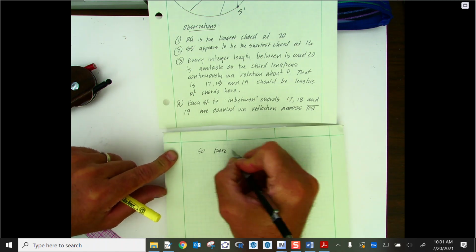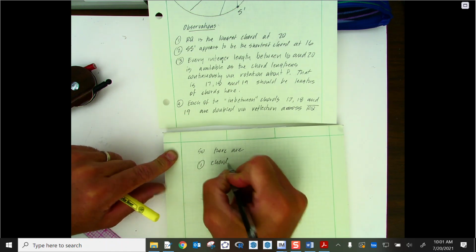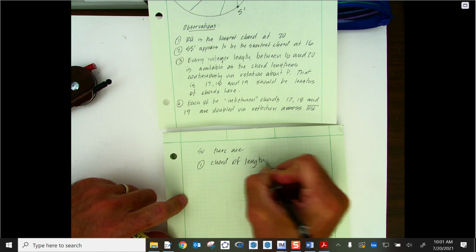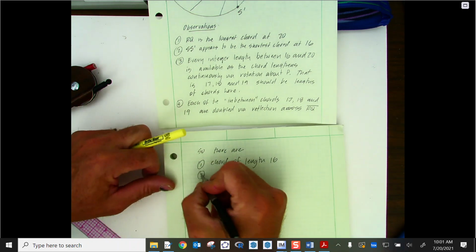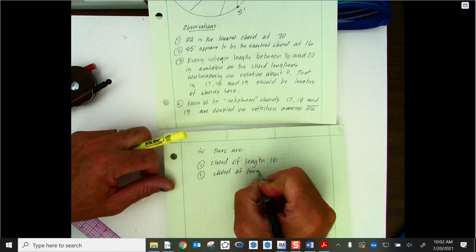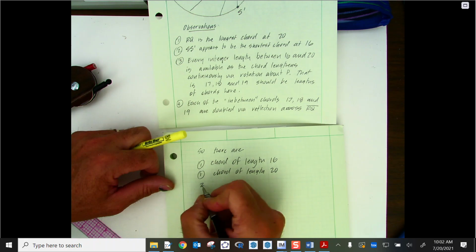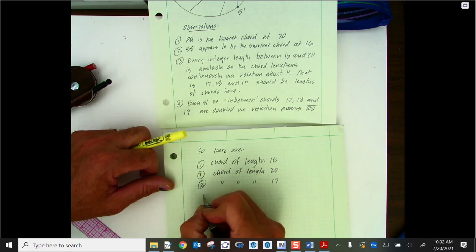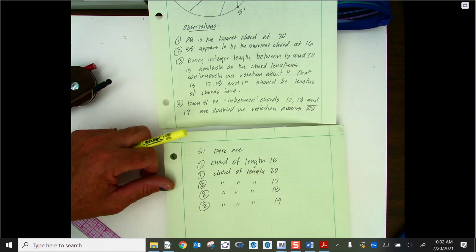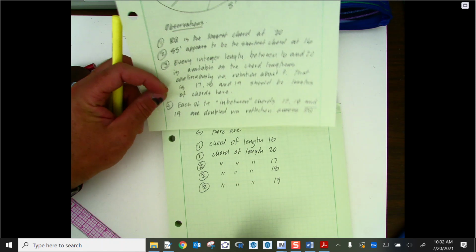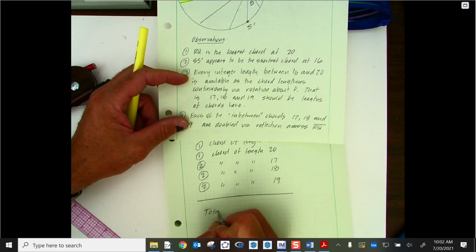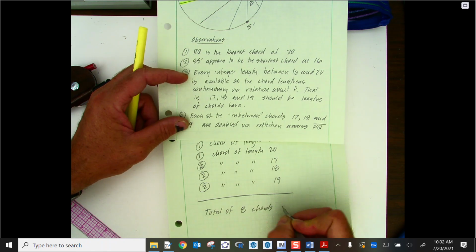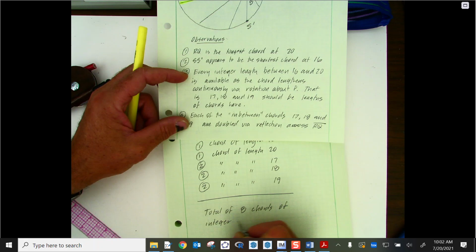So let's just summarize. There is one chord of length 16, sorry, one chord of length 20, and there are two chords of length 17, two chords of length 18, and two chords of length 19. And I'm pretty sure that's all of them, or at least that would be my answer at this point. 17, 18, and 19 are all doubled, so 6, 7, 8. So a total of 8 chords of integer length.